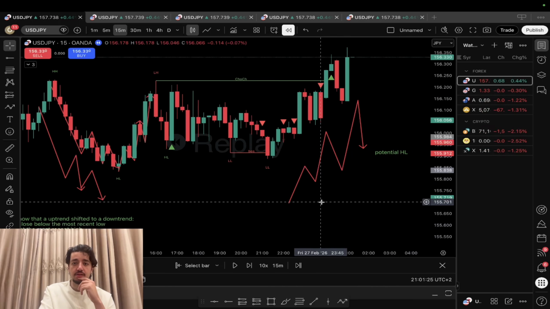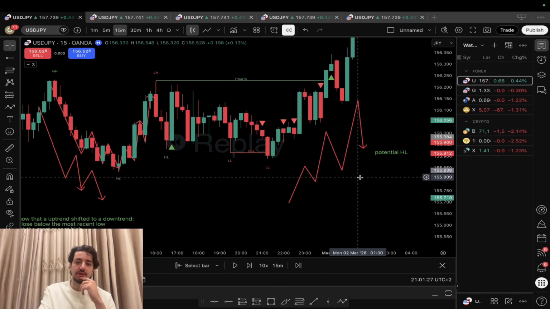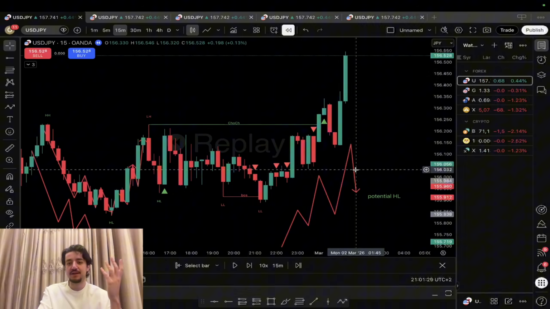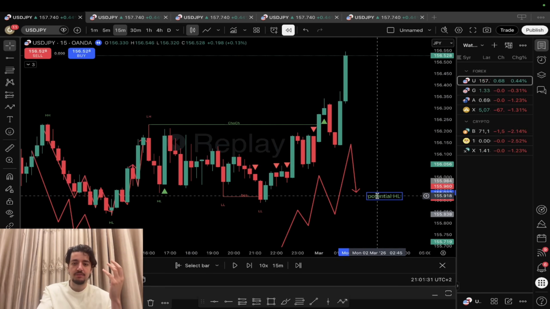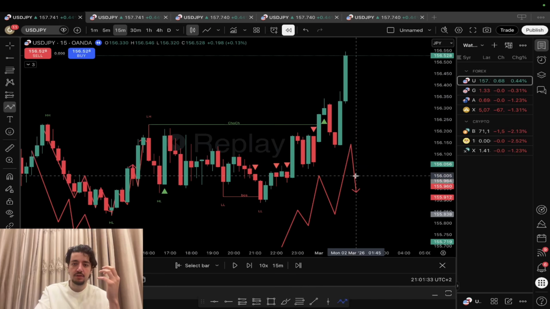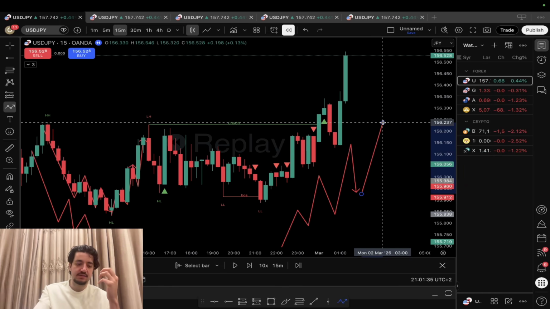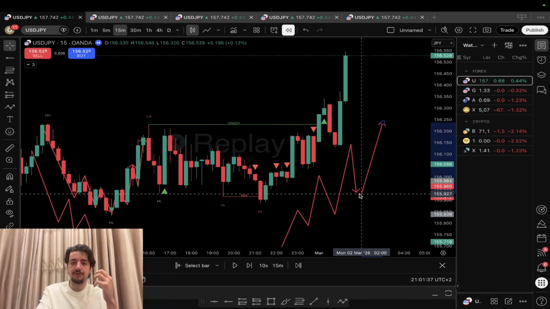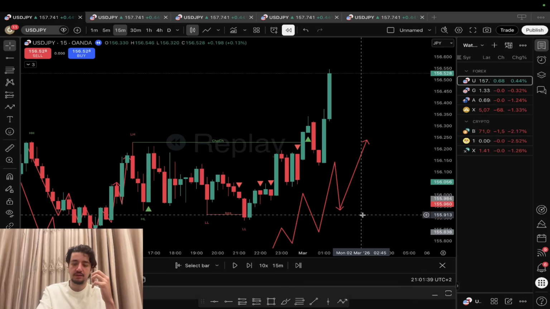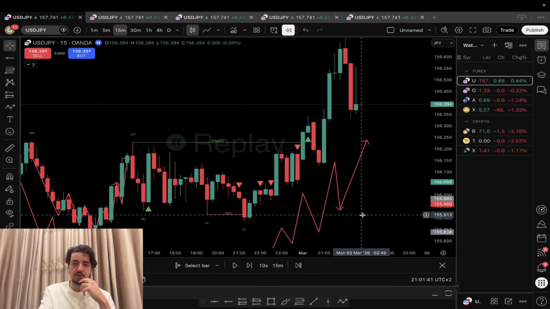Oh, now we broke it. What does this become? This becomes the official higher low. Because look how it will look like now. It will look like this and like this. Okay? Now this becomes a confirmed higher low. Got it? Let me maybe see if we have more examples.